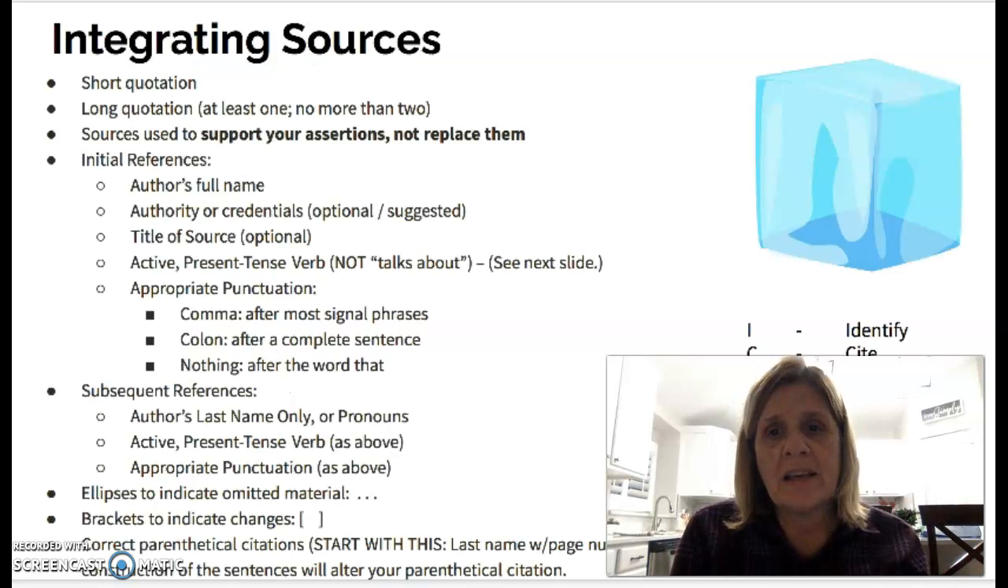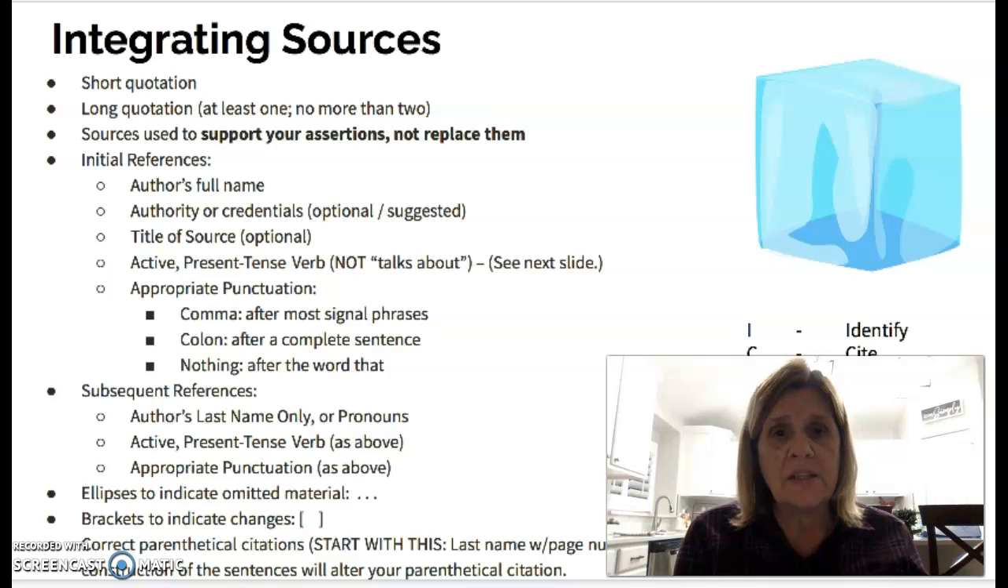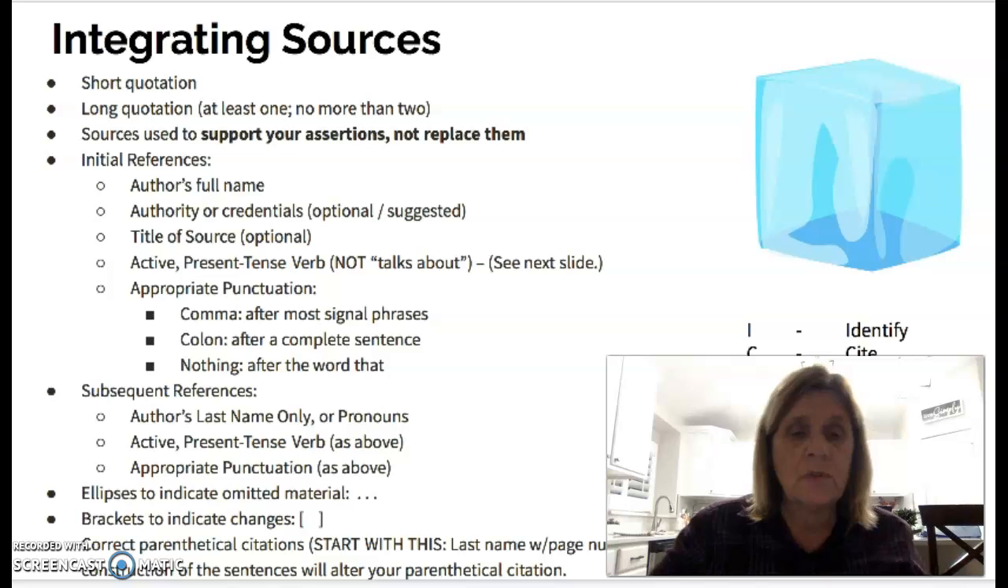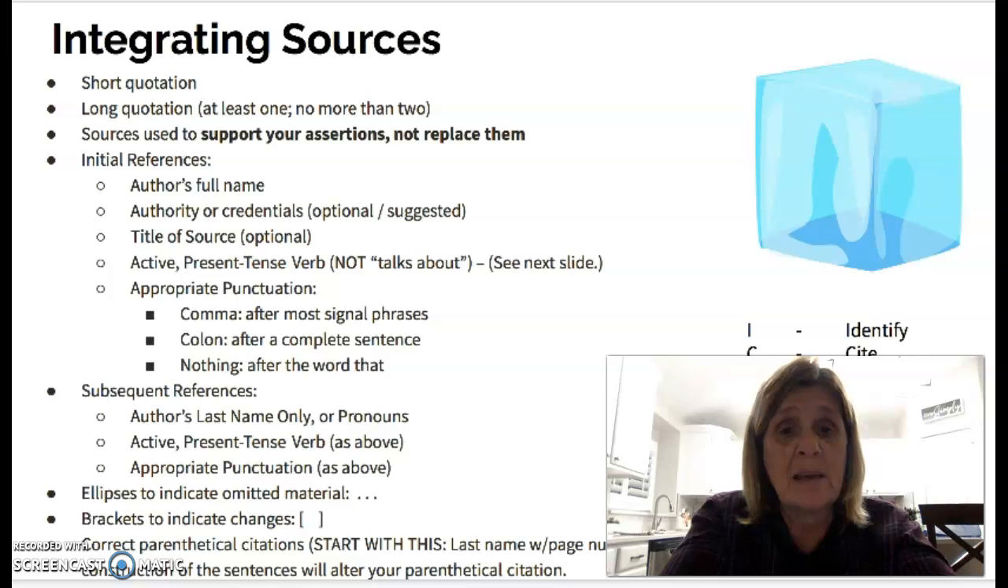Here again is a whole bunch of rules that you follow when you integrate quotes or sources into your own work. Remember, for example, towards the bottom it says subsequent references. Anytime you use a source the first time, you use the author's full name. From then on, you only refer to them by the last name.